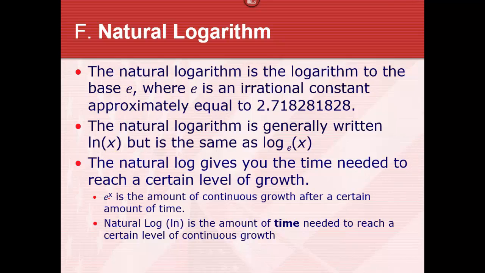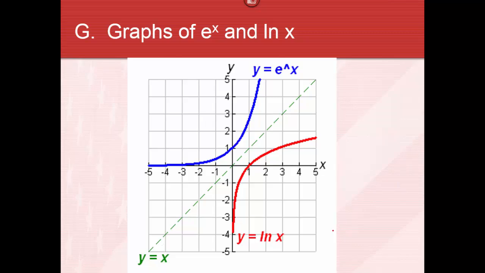The natural log gives you the time needed to reach a certain level of growth. In other words, if e to the x is the amount of continuous growth after a certain amount of time, where you're plugging in x, the natural log is the amount of time needed to reach a certain level of continuous growth. Here's again an example of your exponential growth graph. So here's your natural base graph. Here's your ln graph.